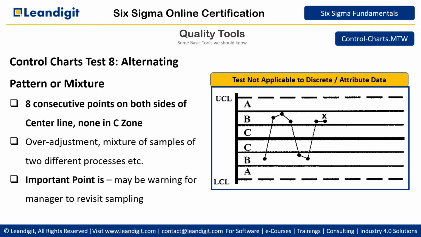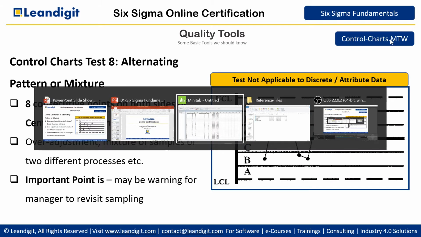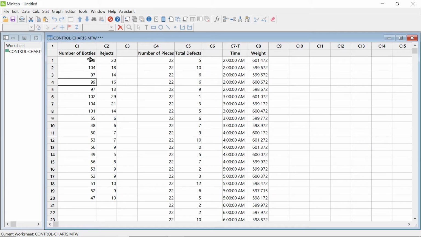Now we will learn how to actually make control charts in Minitab. Please open the file controlcharts.mtw. We'll see that in columns C1 and C2 we have data for defective parts. We collected 98 bottles, out of which 20 were rejected, 104 bottles, 18 were rejected. So this is defective type of data. When defective type of data has variable opportunity, we use a P chart.